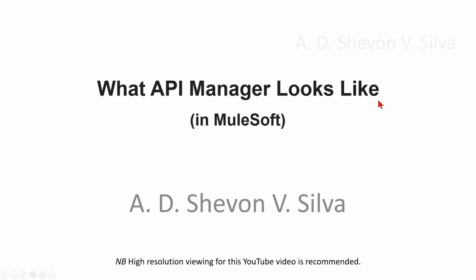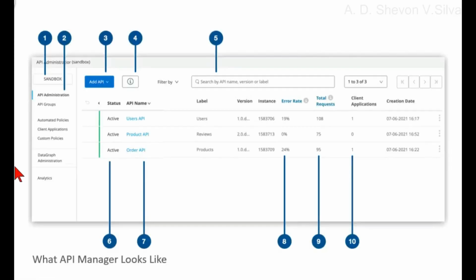API manager looks like. Here you can see what API manager looks like. To access API manager, log into Anypoint platform and select API manager from the main menu.